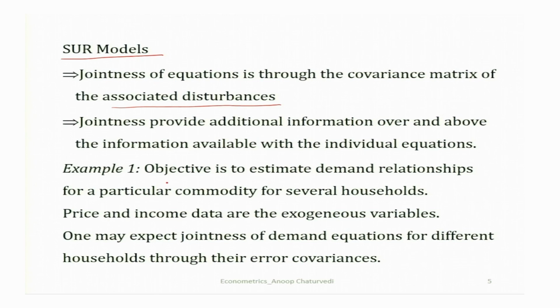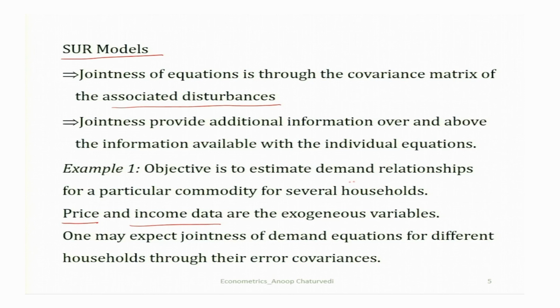So, in the first example, your objective is to estimate demand relationships for a particular commodity for several households. Then price and income data are the exogenous variables. So, as exogenous variables, you have the price of the commodity and the income of the household. Then one may expect jointness of demand equations for different households through their error covariances.